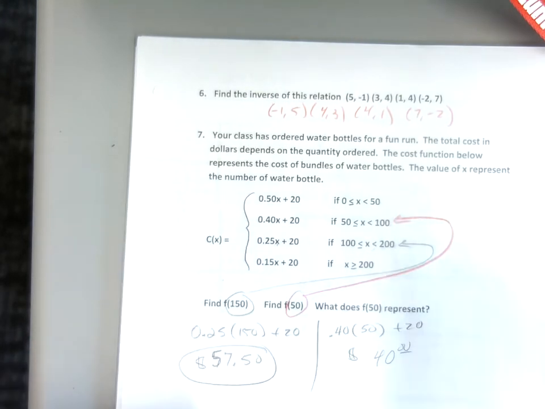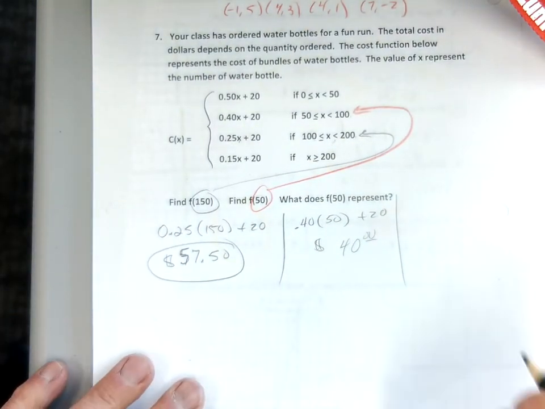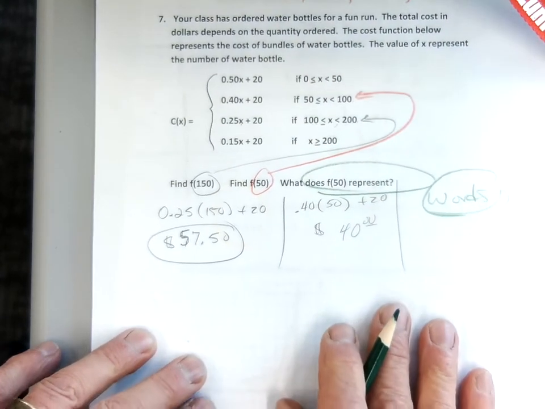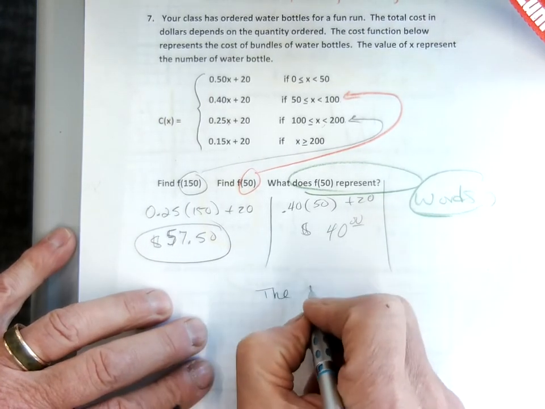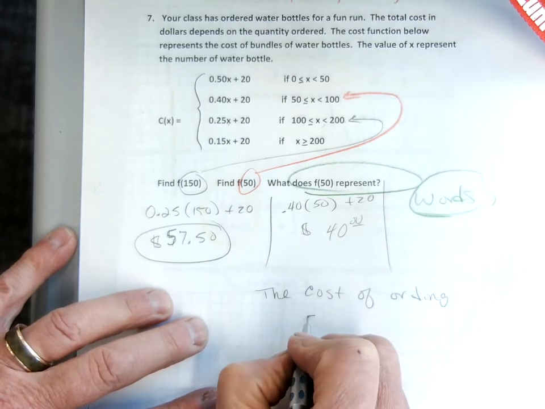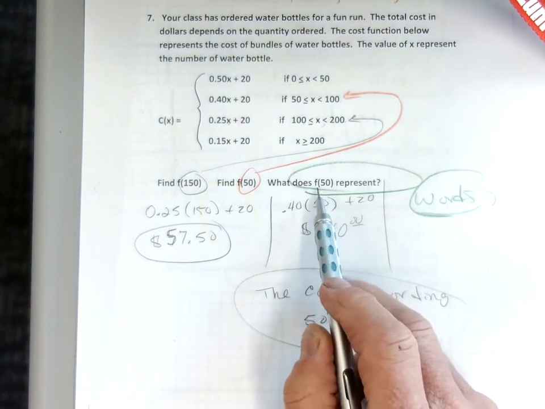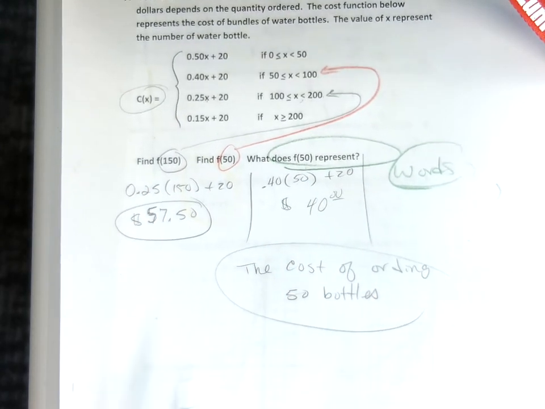Okay, now, nobody's going to miss this. Okay, write this down. I want words. Words, words, words. Here's what I'm going to write. What does F of 50 mean? It means the cost of ordering 50 bottles. That's all it means, right? What does F of 50 mean? It's the cost of 50 bottles. Okay, can you do that tomorrow? Sure. Now, so here's what I have, and we'll take a real quick mouse break in a second.